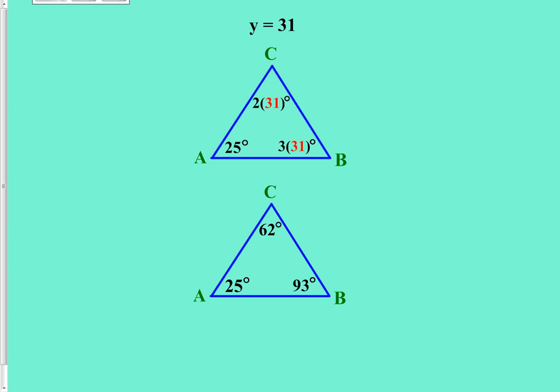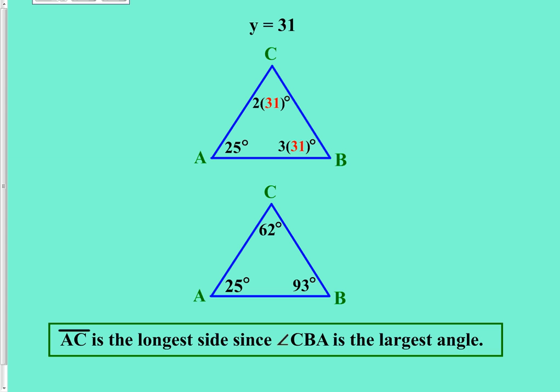Based upon this new information, we can now answer the question of which side length is going to be the largest side of the triangle. The largest side will be across from the largest angle. The largest angle is near vertex B. The side across from that would be side AC. So side AC is the longest, since angle CBA is the largest angle.